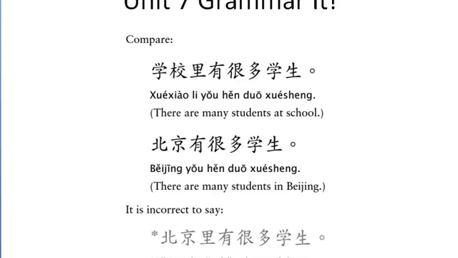Okay. Alright, so here's an example. 学校里有很多学生. Right, there are many students at the school. 北京有很多学生. Okay, so for the city, you don't need to say 里. Okay, it would be incorrect to say 北京里有很多学生.